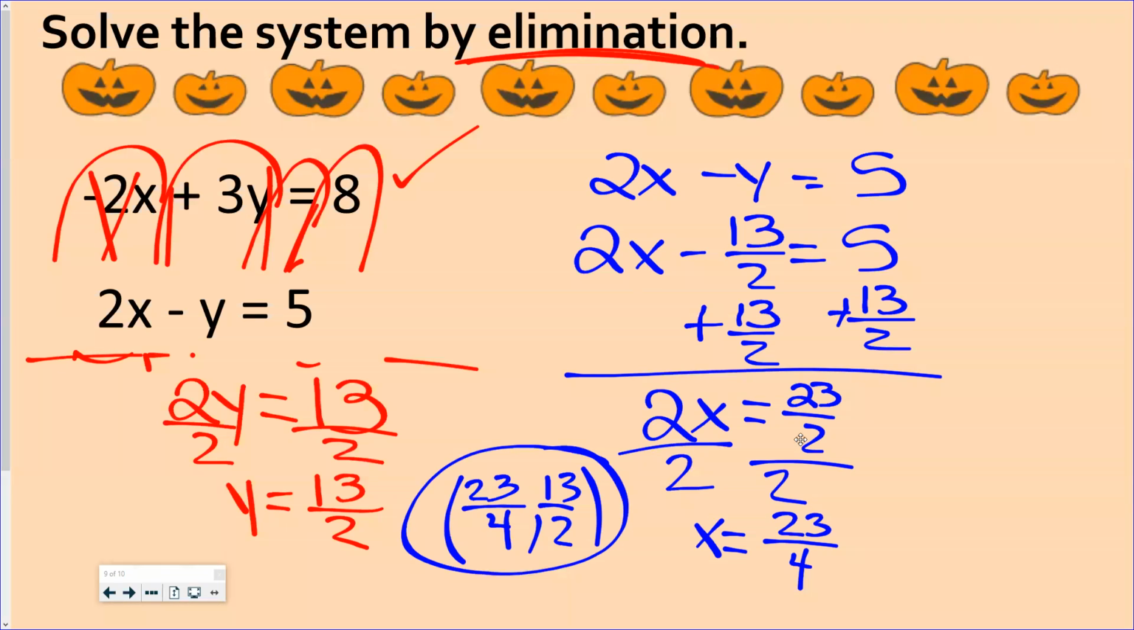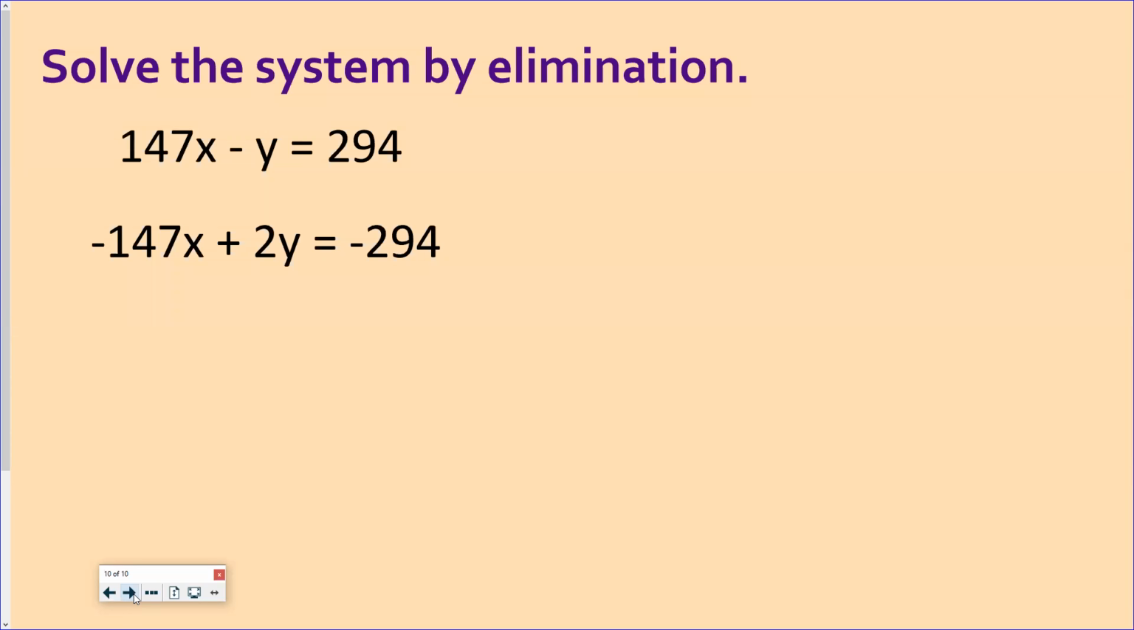Okay, so I know that was a lot of fractions, but again, if you use the decimals, that's fine. Just make sure that your decimals match up to my fractions, okay? But it ends up being 23 over 4, 13 over 2, or whatever their associated decimals are. Okay, pause the video. I want you to try this one here on your own, see what you get.